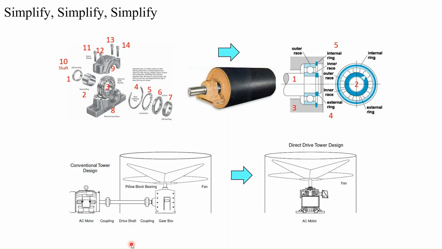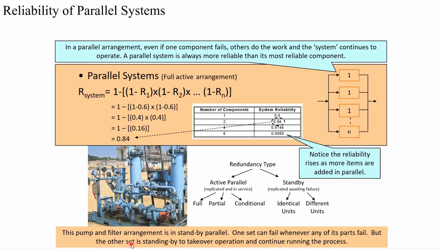Reliability of a parallel system. Example with dual power supply units. In a parallel system, the overall system reliability improves because failure occurs only if all components in the system fail. If at least one component remains operational, the system continues to function. Example, dual power supply units in a server.